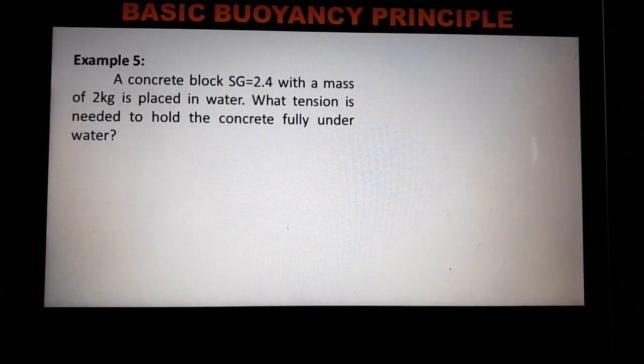For the next problem, we have example number 5. A concrete block with a specific gravity of 2.4 and a mass of 2 kg is placed in water. What tension is needed to hold the concrete fully underwater?